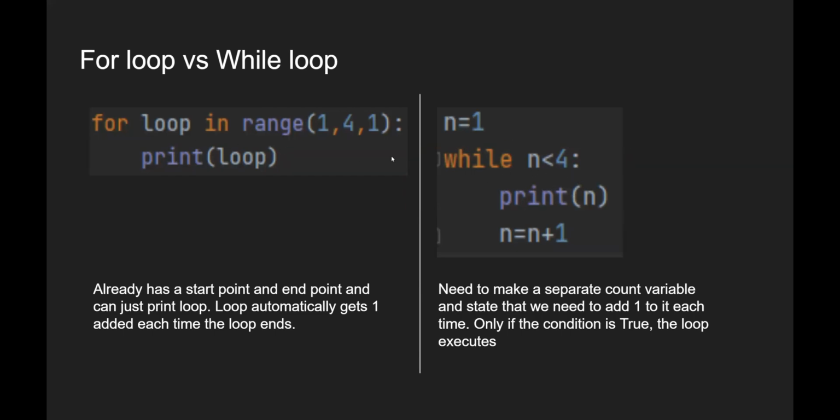Oh, no, it prints from 1 through 3. So we said while n is less than 4, it will print from 1 through 3. So it prints 1, and then it gets added by 1, then prints 2, and then gets added by 1, and then prints 3, and it gets added by 1. So now it's 4, and n is not less than 4. So this statement becomes false.